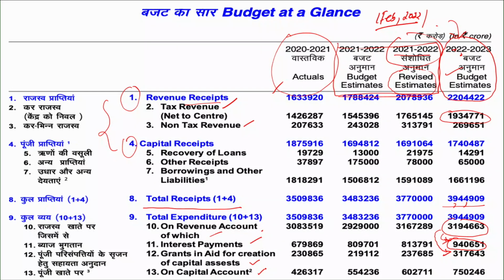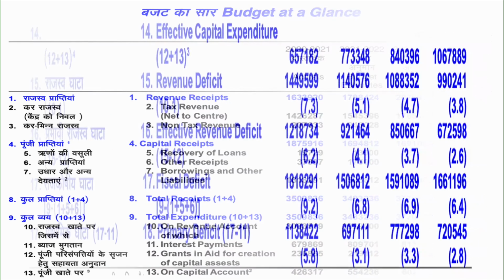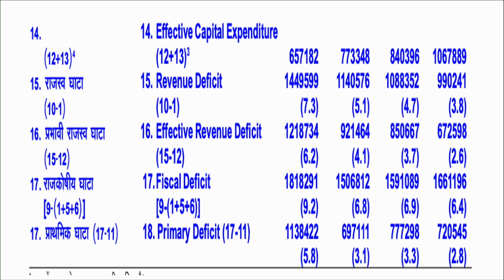and the last one happens to be the capital account. Upon capital account, what is the total amount of money the government has been spending? And you could see there is a huge difference between the revenue expenditure and capital expenditure, isn't it? So if you look at it, hardly 7,50,246 crores, but when you look at 31,94,663 crores, the amount of money that's been spent on revenue account is much higher than the amount spent on capital account. I mean, the assets that we are creating year on year are much less relatively compared to the amount of money we are spending on recurring expenses, isn't it? The consumption expenditure.